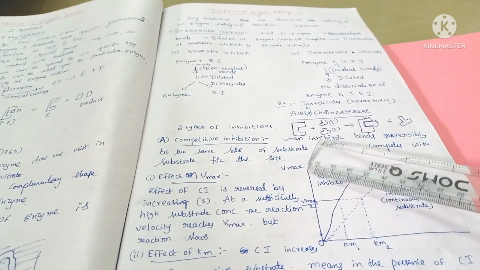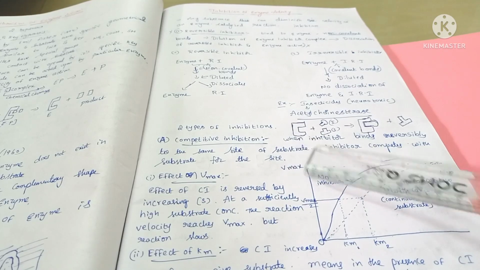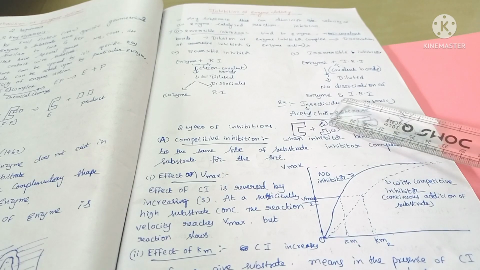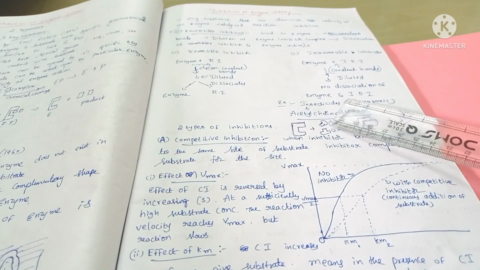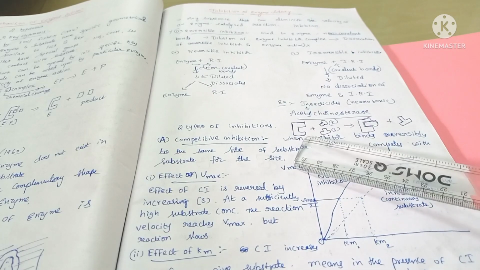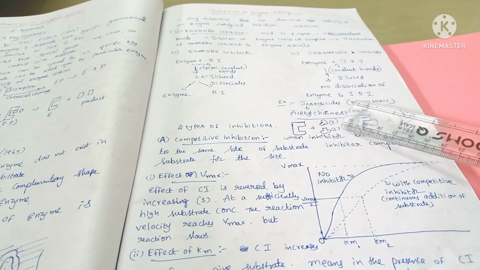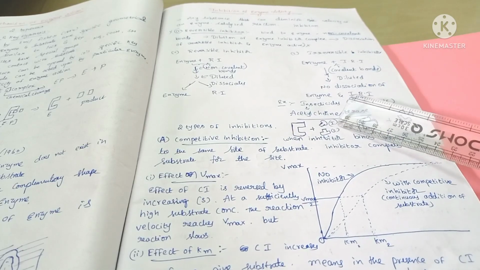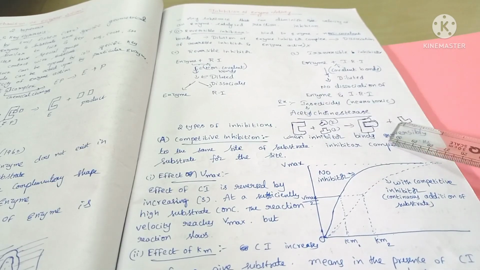For instance, see here, this is the enzyme, this is a substrate and this is an inhibitor. See here, both of them are similar to each other, right? So both of them want to bind with the active site of the enzyme. There is a competition between the inhibitor and substrate. Since these two compete with each other, it is called competitive inhibition.